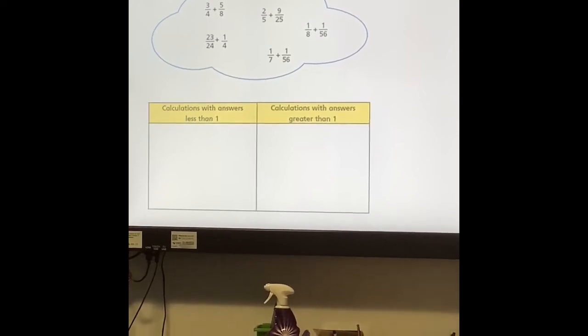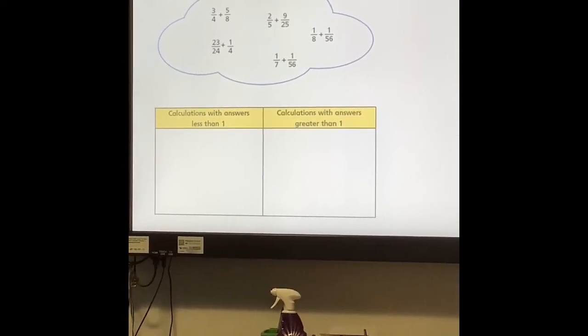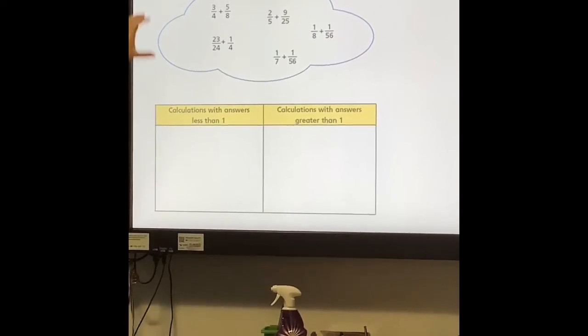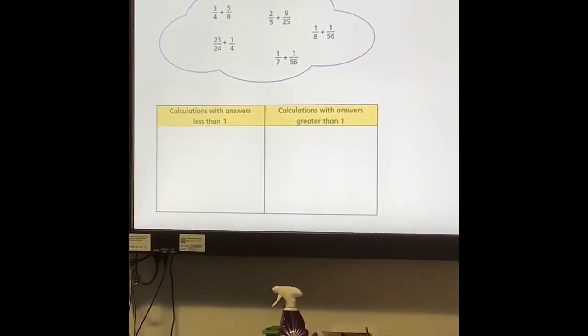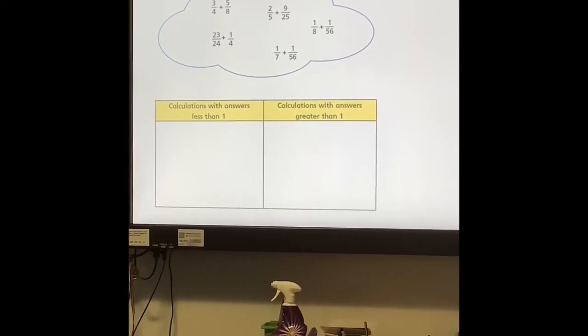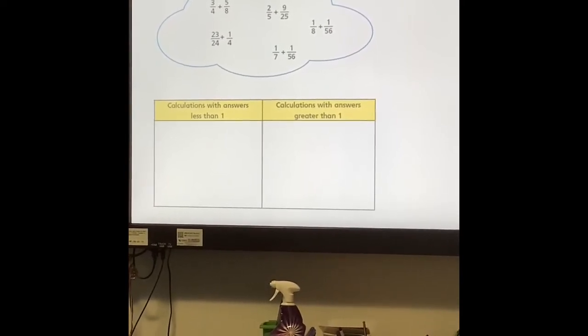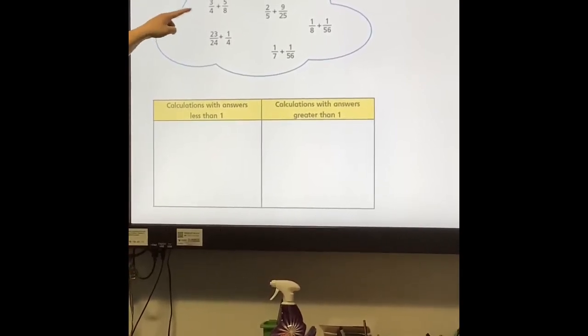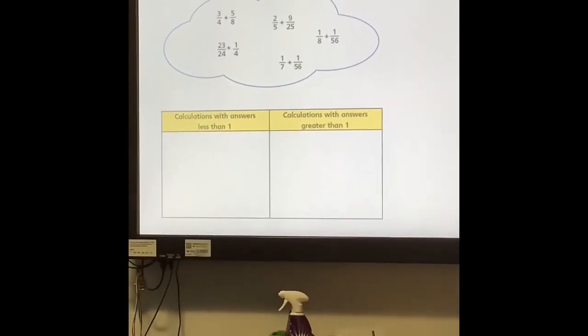You have to sort the calculations into the correct part of the table. In order to be able to put the calculations into the table, you have to work them out. You have to change the denominators to make them the same, add them, find out if it's greater than 1 or not, and then put the calculation into the box, not the answers.